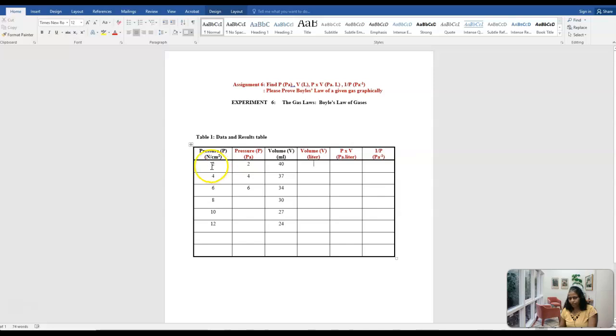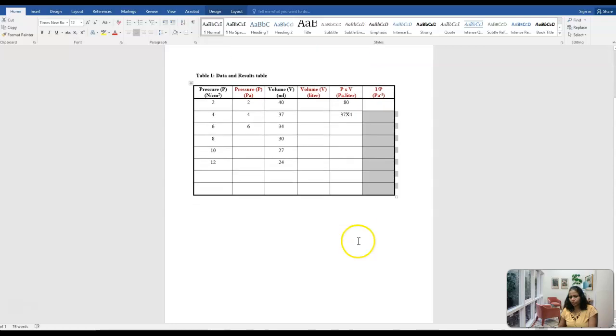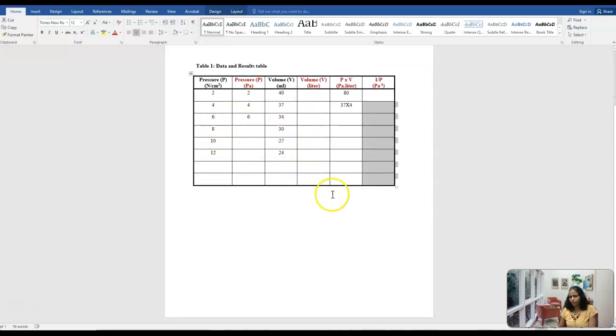My thing was, I want you to just multiply these two, which is pressure and volume, and get the number, which is 80 right here. 37 times 4, whatever that is, you're going to put it up there, and things like that. And then I want you to do whatever the value you have right here, that is 1 over P, and I want you to see how the values are changing as the pressure is changing, how the volume is changing, and you see the relationship between the pressure and volume.